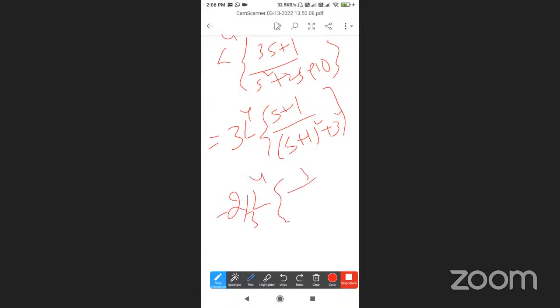So 3 by (s plus 1) whole square plus 3 square. Already we got s plus 1 whole square, that is the first shifting formula. What is the first shifting formula? e power of minus st. So s square plus 3 square gives cos 3t.